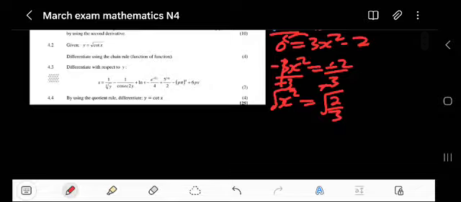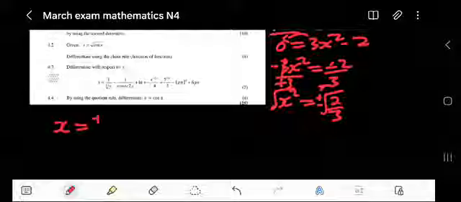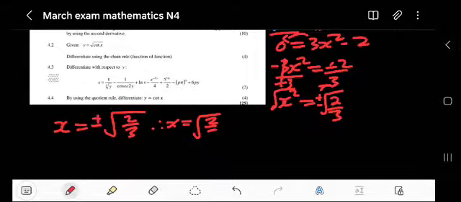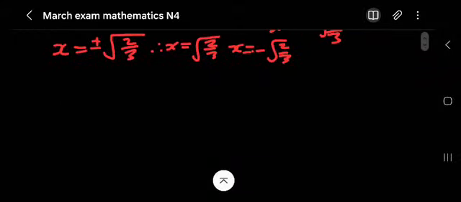Remember, when you take the square root, you have plus or minus. So I will have plus or minus the square root of 2 over 3. That means we have x equals the positive square root of 2 over 3. Also we have x equals the negative square root of 2 over 3. Those are the values of x.